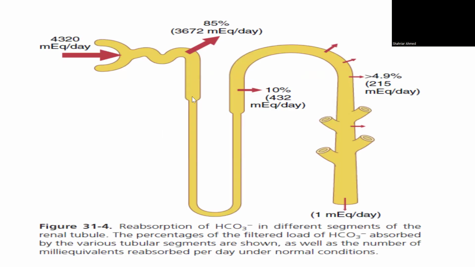This is a figure which indicates where the hydrogen secretion and bicarbonate reabsorption occur. In the proximal tubule, here 85% reabsorption occurs, that is bicarbonate. This is the thick part of the ascending limb of the loop of Henle, where 10% occurs, and the rest in the collecting tubule and collecting duct.